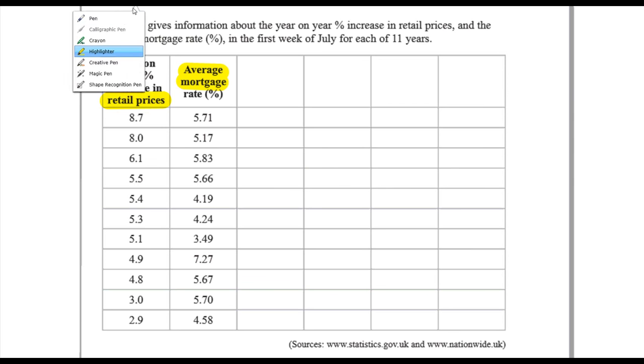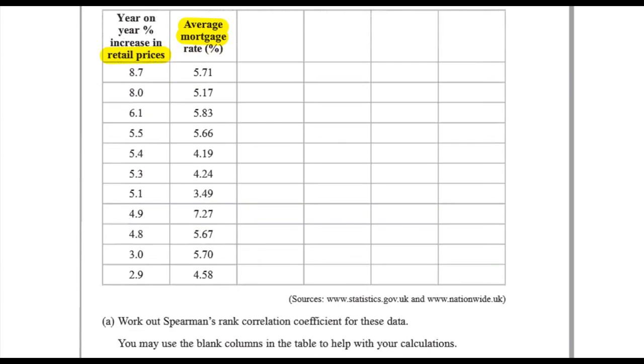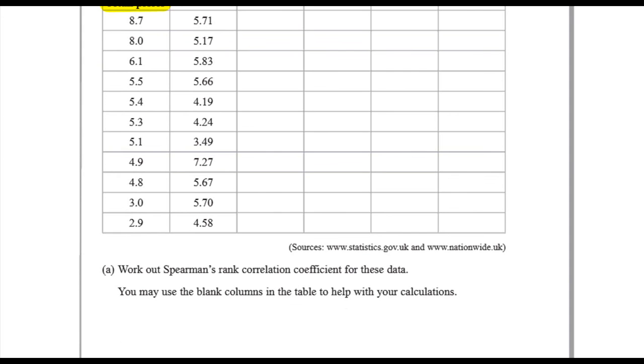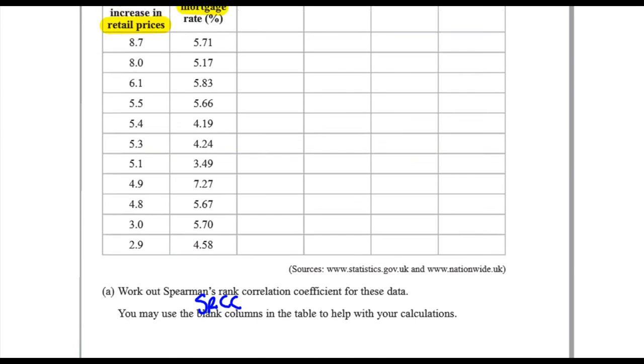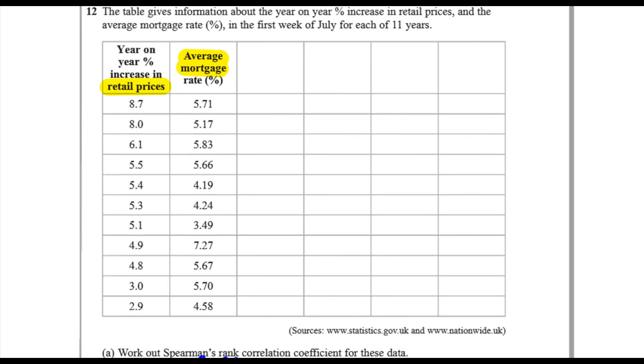So, in the first week of July for each of 11 years, work out Spearman's rank correlation coefficient, or SRCC for short, for this data. You may use the blank columns in the table to help you with your calculations. That's a big clue that you're going to need these.